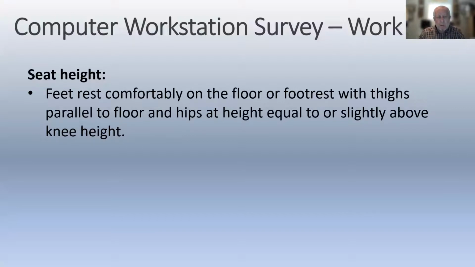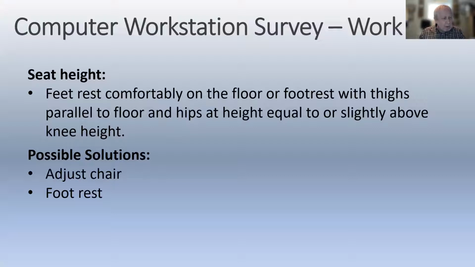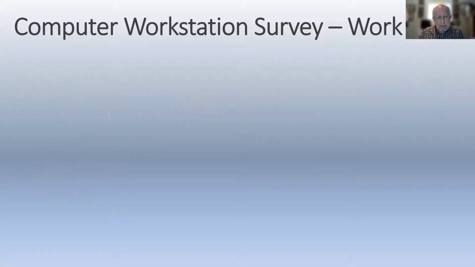Seat height. Feet rest comfortably on the floor or footrest with thighs parallel to the floor and hips at a height equal to or slightly above knee height. Each one of these has a yes or no, and then possible solutions. These possible solutions are already on the form. That doesn't mean they're the only solutions. You can come up with more than that. If there's a problem there, some of the possible solutions are adjusting the chair or a footrest. Again, maybe a whole new chair might be in order, but these are possible solutions if there's a problem with the seat height.